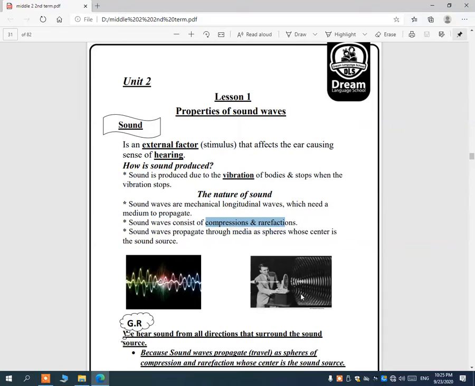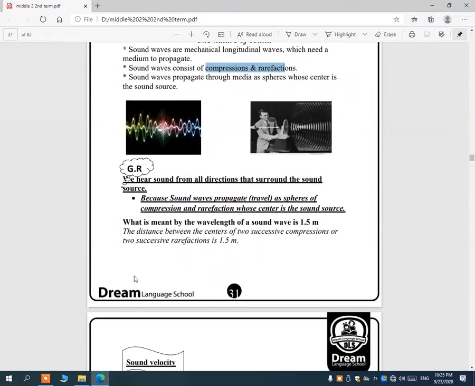Sound wave propagates through media as spheres. The sound waves have the sphere's shape, and the center of the spheres is the center of the sound source. Like here, he is holding a source of sound, and the sound is propagating as spheres, and the center of the spheres is the center of the source of sound. That's why we can hear the sounds from all the directions. Give reason, we hear sound from all directions that surround the sound source because sounds propagate as spheres.